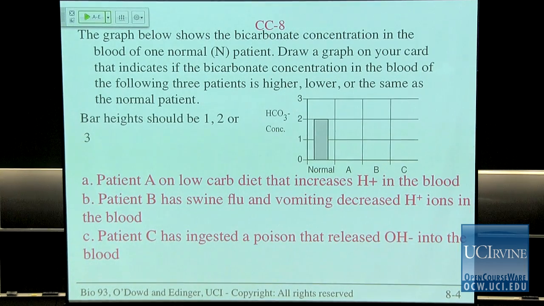Okay, finish up and pass your cards to the aisles. TAs will come pick them up. And while they're picking them up, we'll go over the problem.